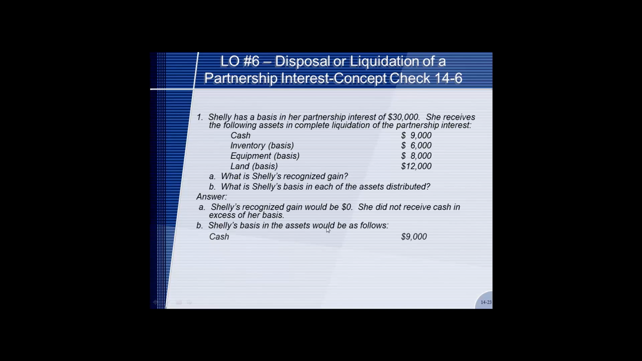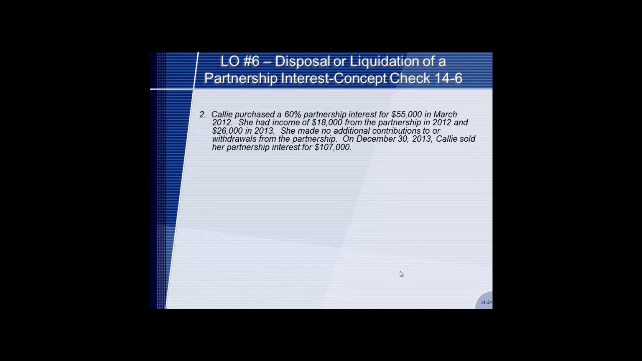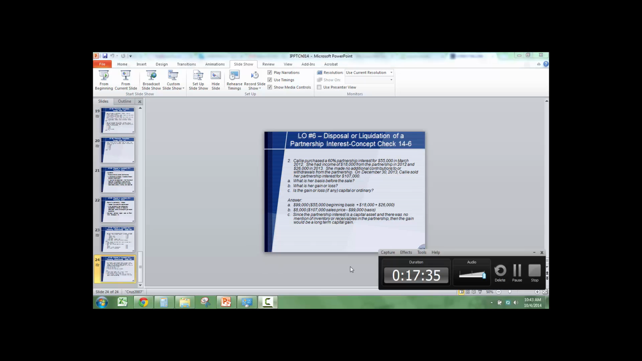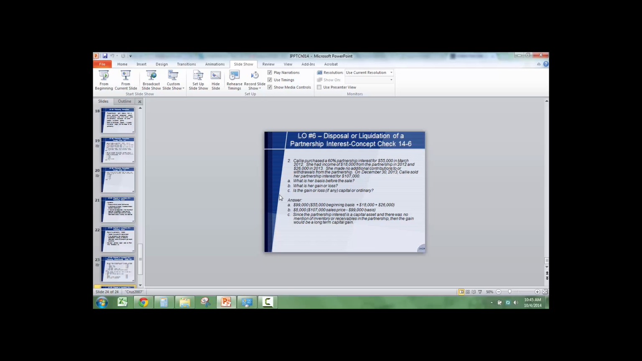Shelley's basis in the assets would be as follows. The cash obviously is $9,000, so that's cash. Inventory, equipment. So after the cash and the inventory, that's $15,000. She has $15,000 of basis left times the $8,000 divided by 20. Equipment. Her basis would be $9,000. So I'm actually going to walk through these calculations of liquidations and basis in Excel in a separate video.